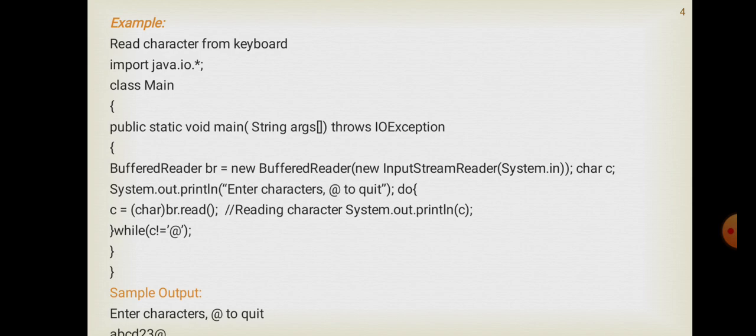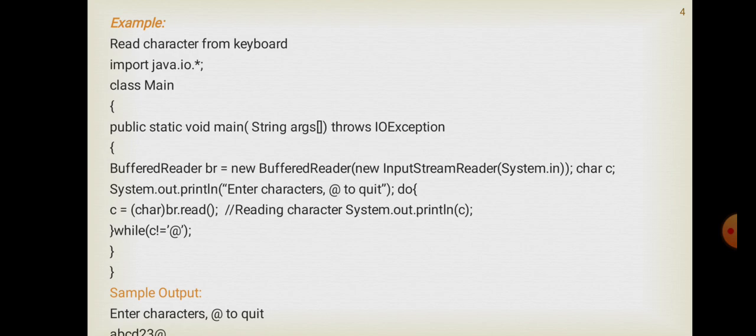So this is an example program for reading a particular character from the console. First you have to write the main function, that is public static void main, and then you have to create an object for the BufferedReader class, and you have to read the character by using the InputStreamReader, and that stream value is stored in the buffer called br, and we are going to read the characters from the buffer by using the read() function.